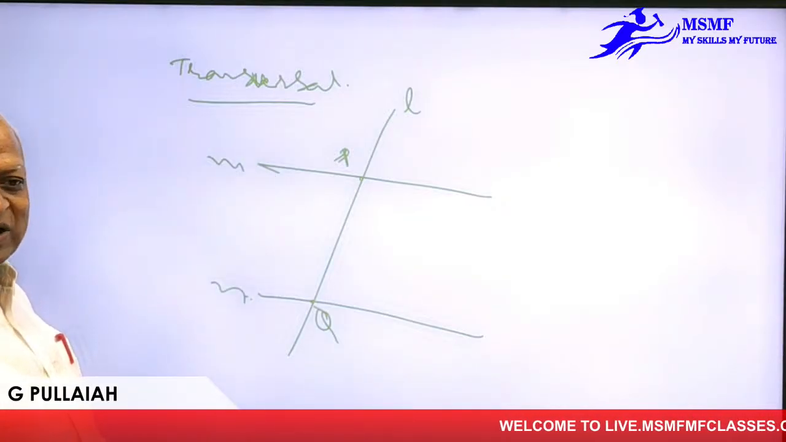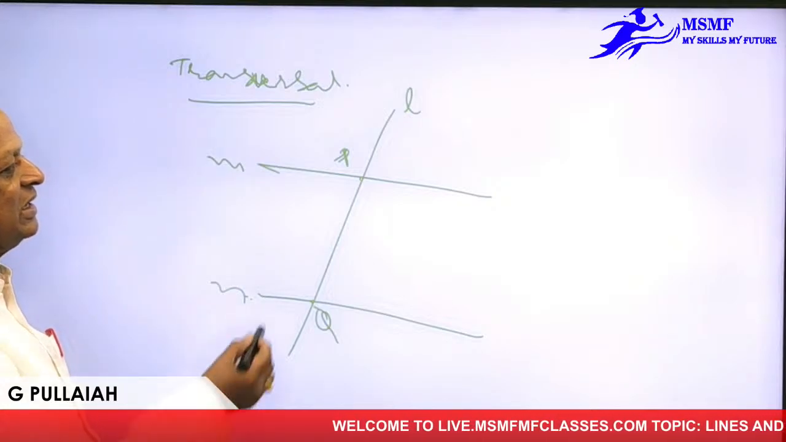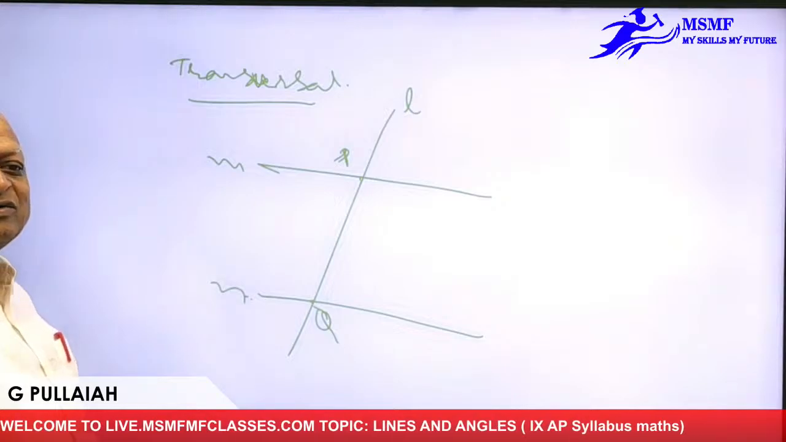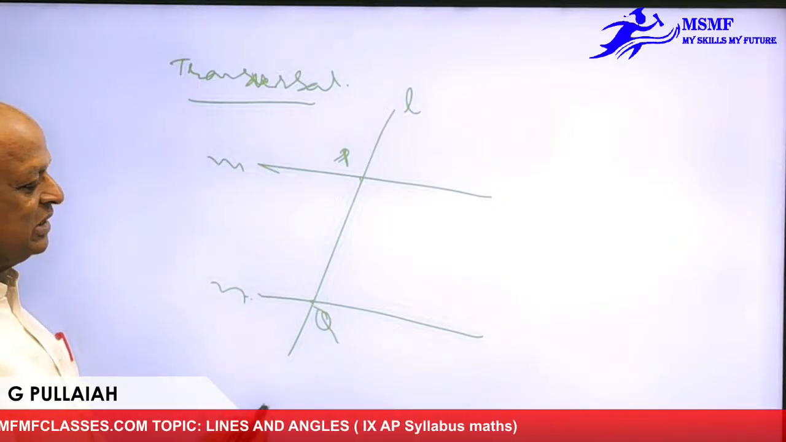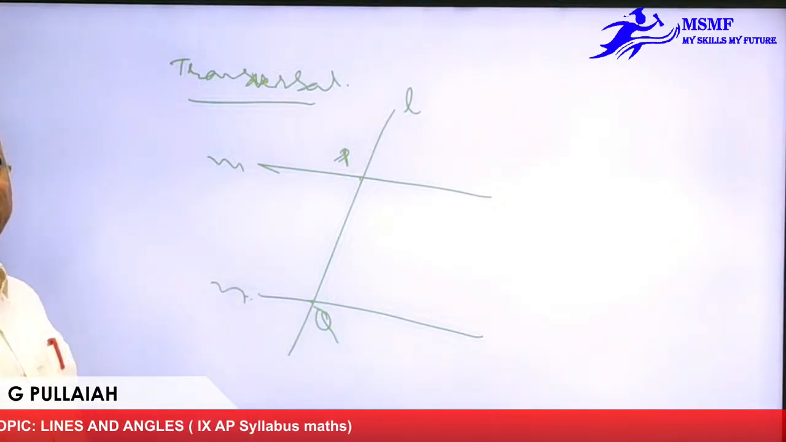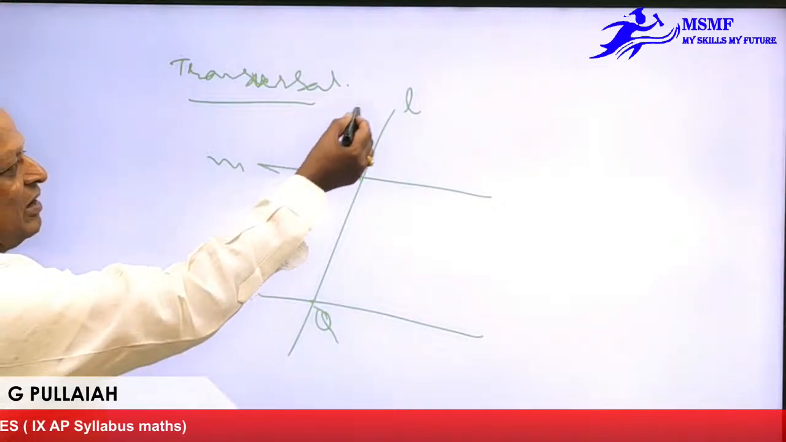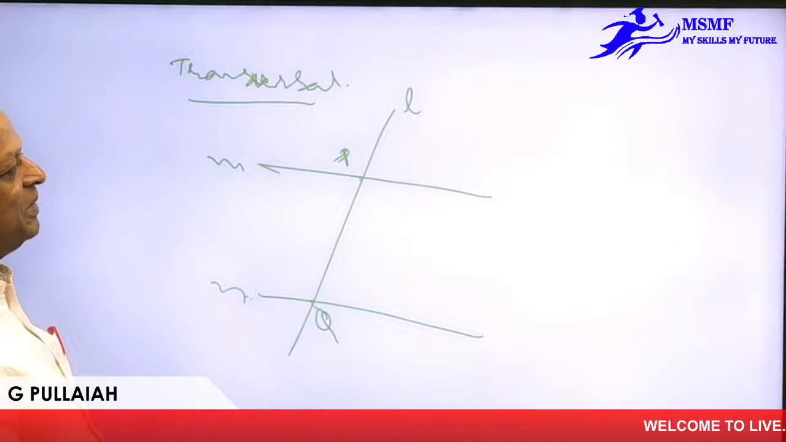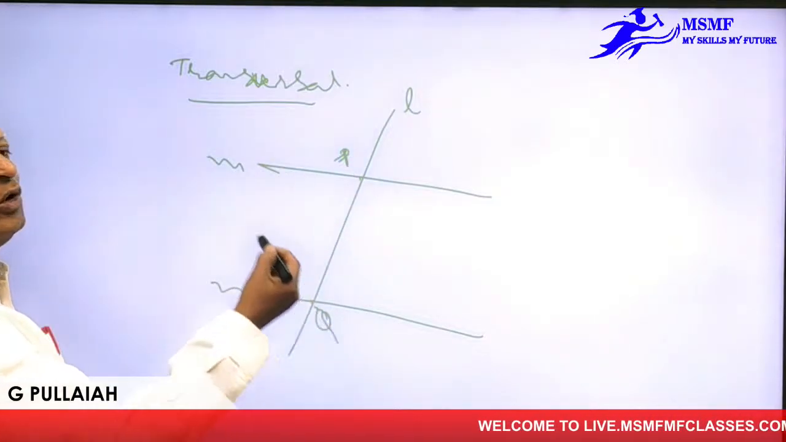M is not a transversal. Why? Because it intersected at only one point. Is N a transversal? No, because it intersects at only one point. Is L a transversal? Yes, it is. Why? Because it intersects at 2 points.